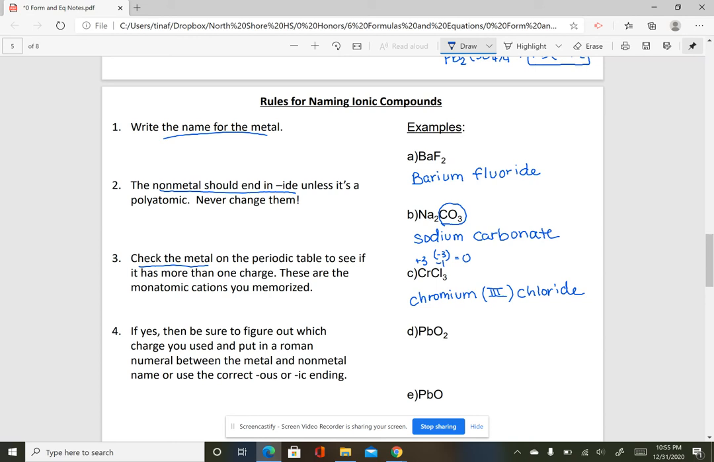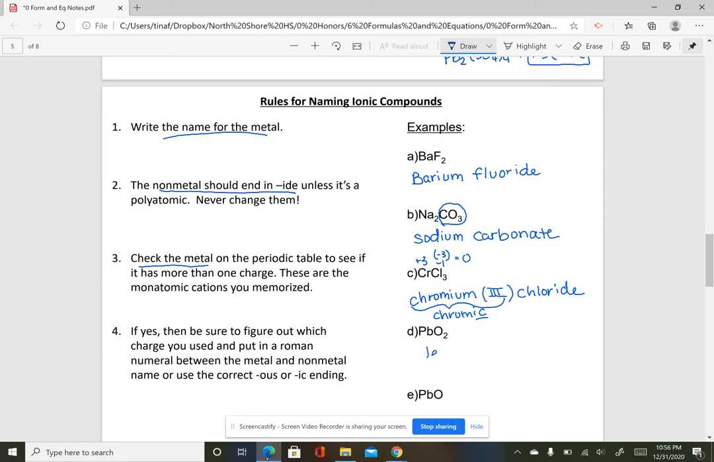Okay? The other way you can do it, guys, is you could use the Latin names. So for chromium, 3 is the higher charge of the 2 charges that chromium could have. So instead of calling this chromium 3 chloride, I could actually just name this chromic, for the high. All right, let's do the next one.